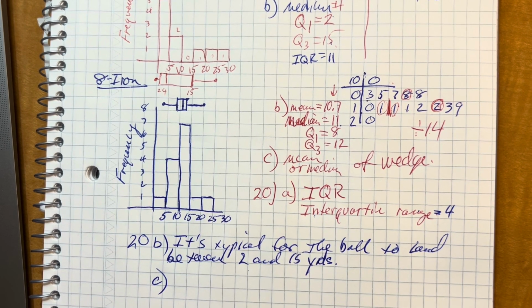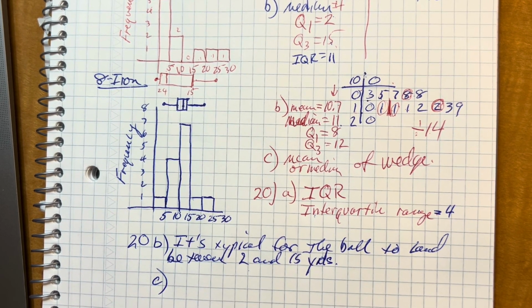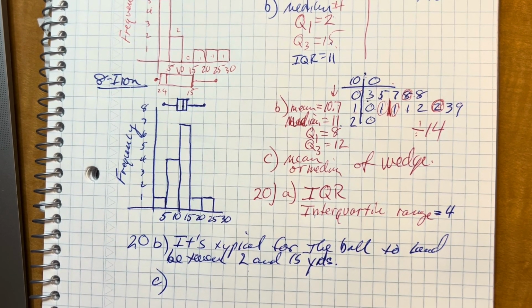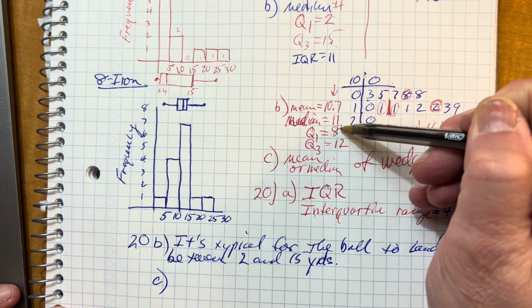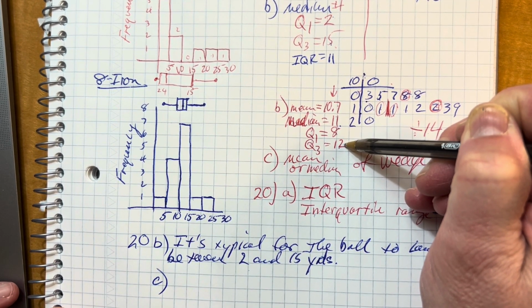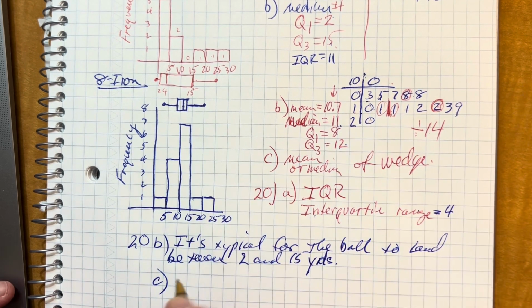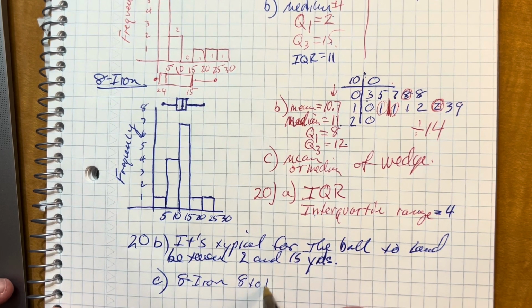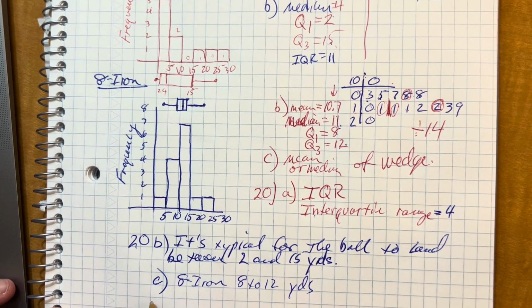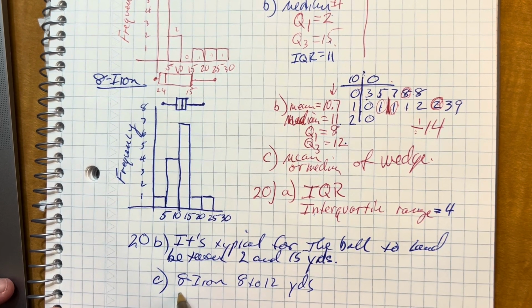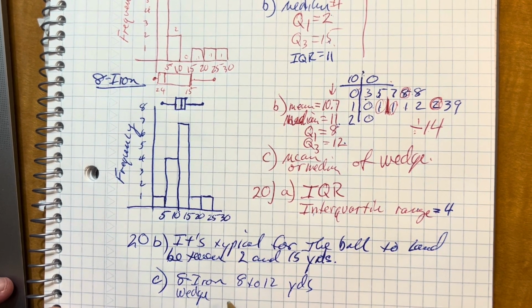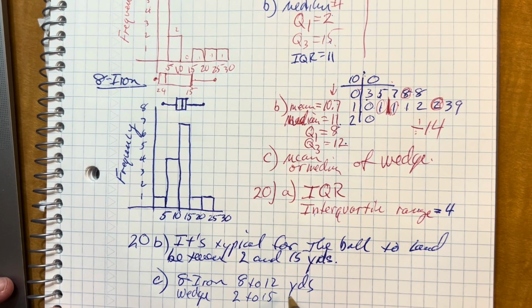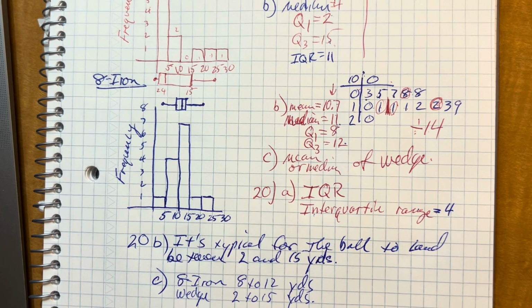Letter C. Compare the typical interval of distances for the 8-iron with the interval you found for the wedge. Do you wish to modify your advice to Josh? Well, typically, we're going to land between 8 and 12 yards in this 8-iron. But he's a little more sporadic with the wedge. The wedge is usually 2 to 15 yards. So what are you going to tell Josh? Which one would you use?